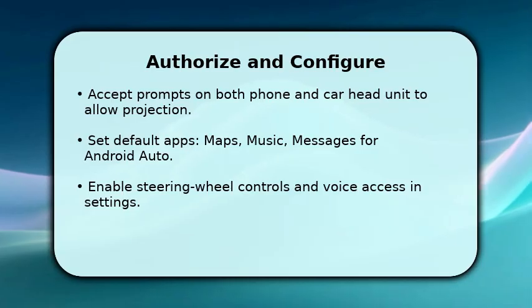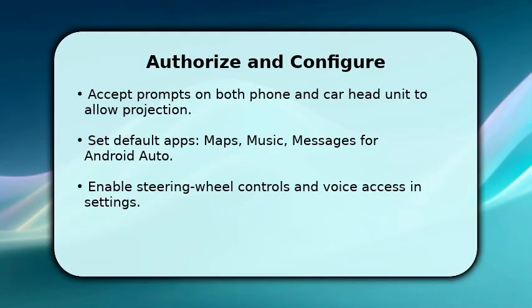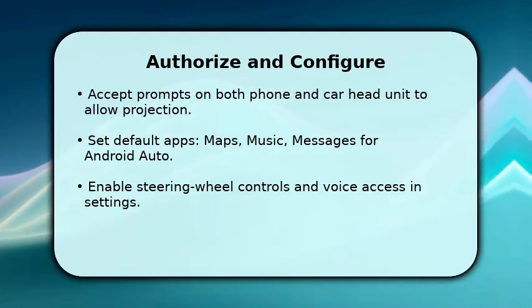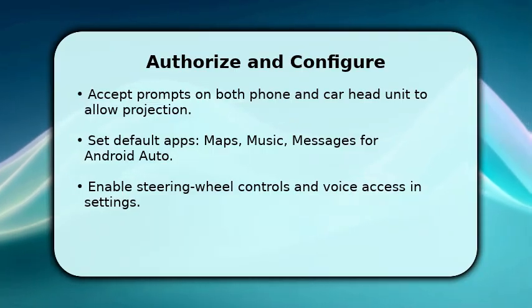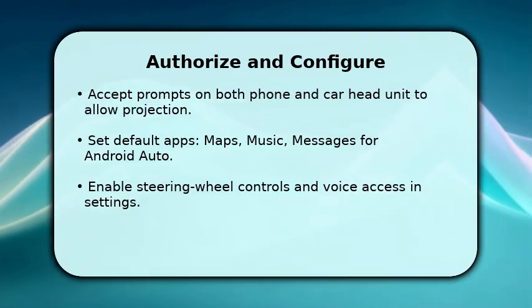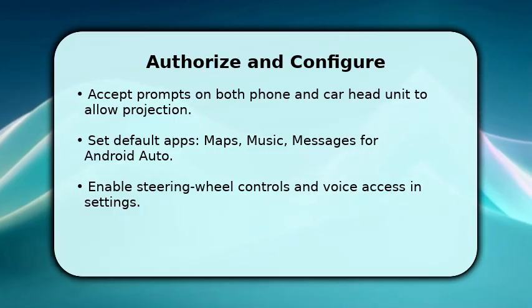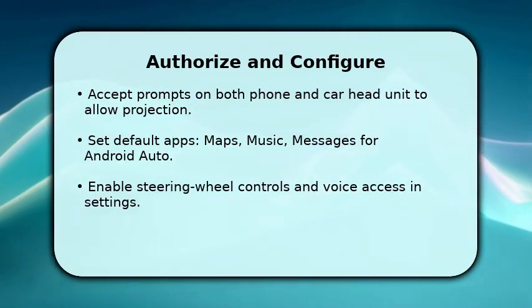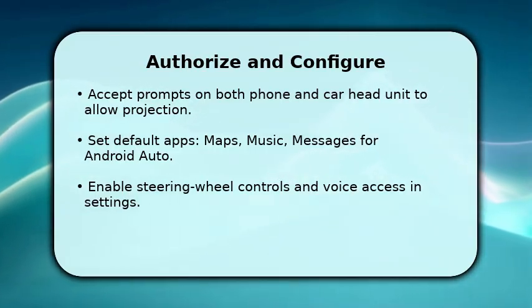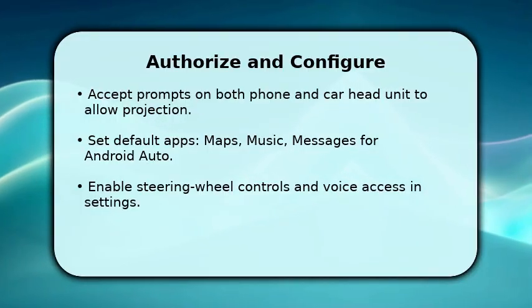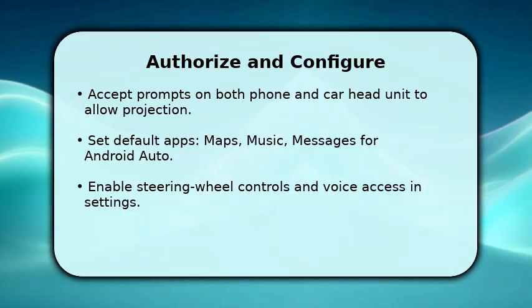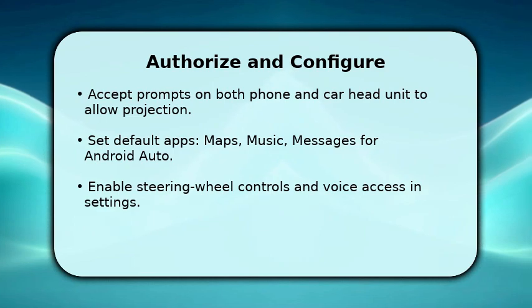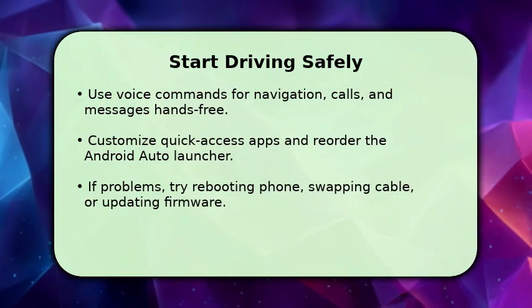Now focus on the detailed authorization flow. When the phone and MG head unit prompt, accept the projection and media permissions so audio and navigation route through the car. On your phone, pick default apps for maps, music, and messaging so Android Auto launches them automatically. This avoids app switching while driving. Make sure steering wheel buttons and voice command access are enabled in the car settings. That lets you control navigation and calls hands-free. If you see an update prompt, install it to ensure compatibility. You're ready to use Android Auto.